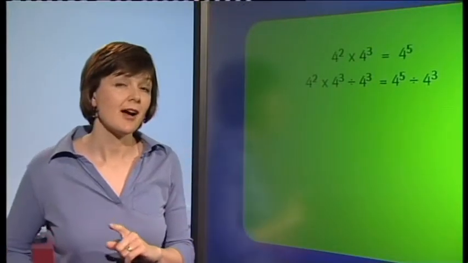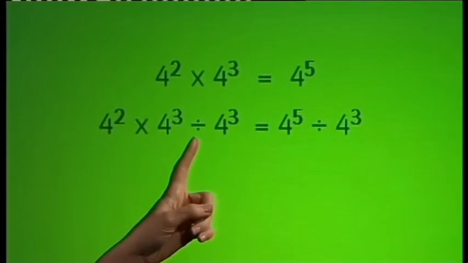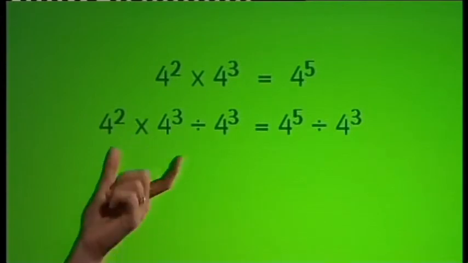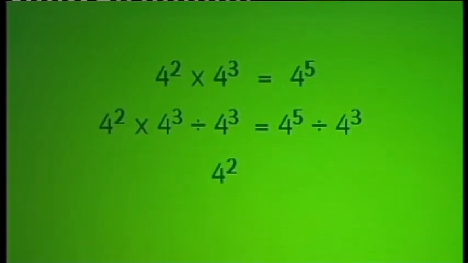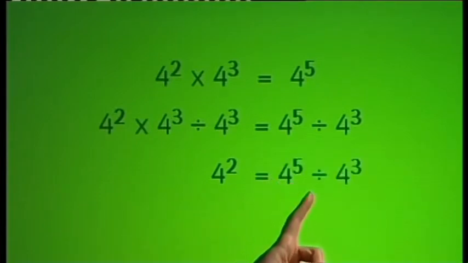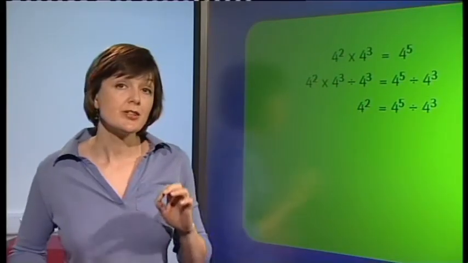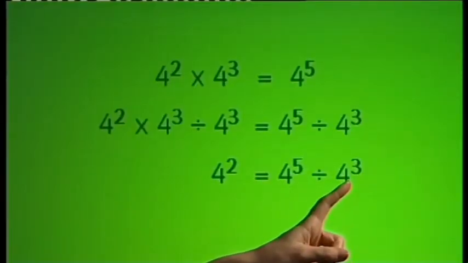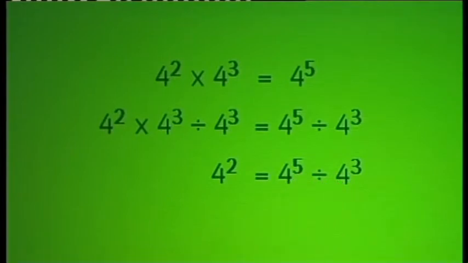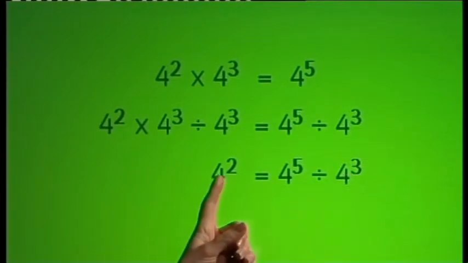Now on the left I've used divided by 4 to the power 3 because division is the inverse of multiplication. So the left hand side just becomes 4 to the power 2. So 4 to the power 2 is equal to 4 to the power 5 divided by 4 to the power 3. And there's another rule for us there. To divide 4 to the power 5 by 4 to the power 3, you just subtract the powers. 5 take away 3 gives us 2, this 2 here.